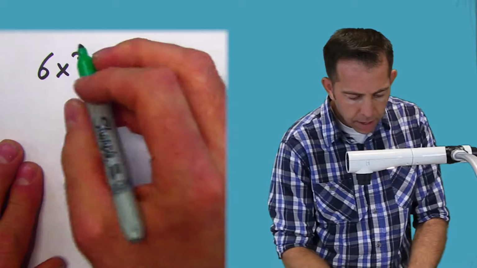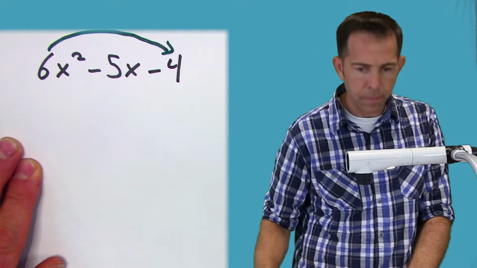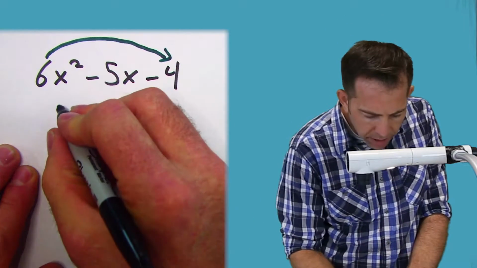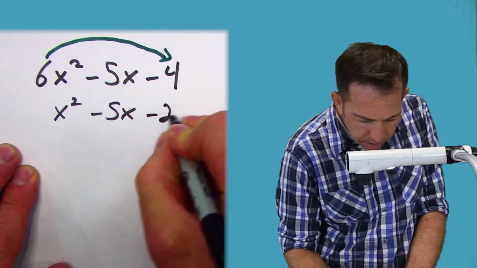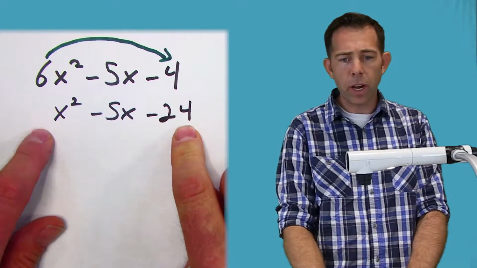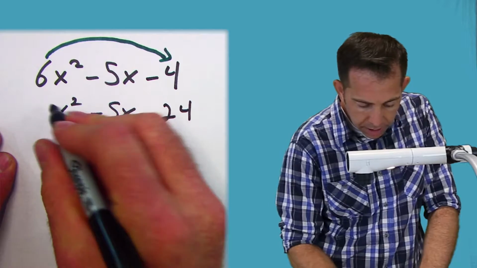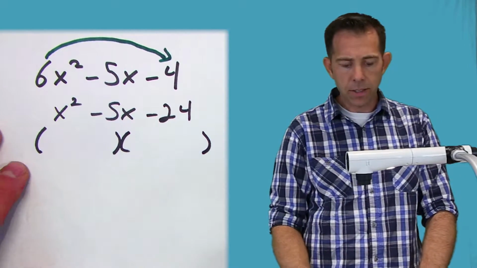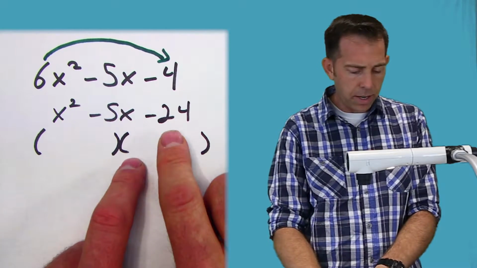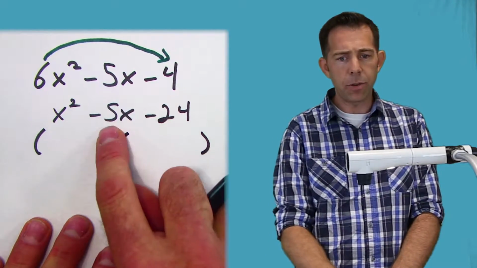What we do is we multiply the 6 into the constant term. Okay, so what we get is a new quadratic, x squared minus 5x minus 24. Now this quadratic is much simpler to factor because the leading coefficient's 1. So we write our two factors, and all we have to determine is what are the factors of negative 24 that add up to negative 5.